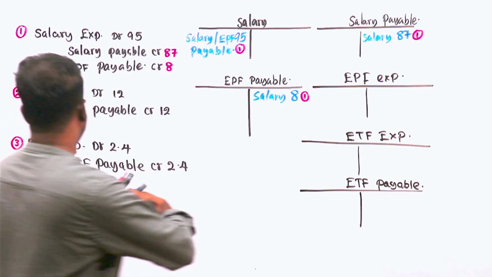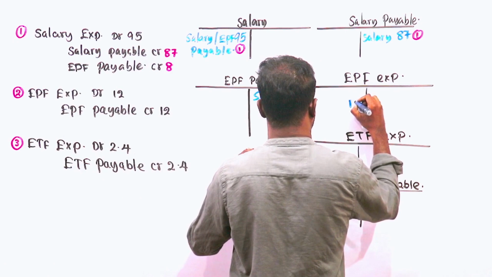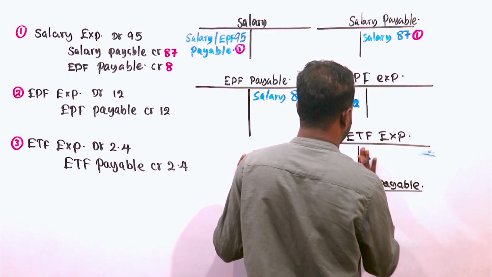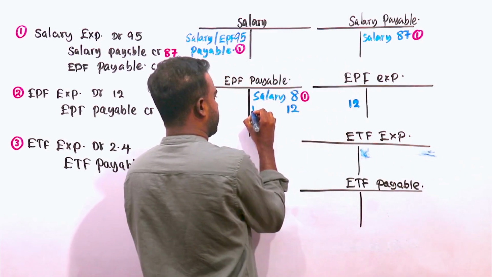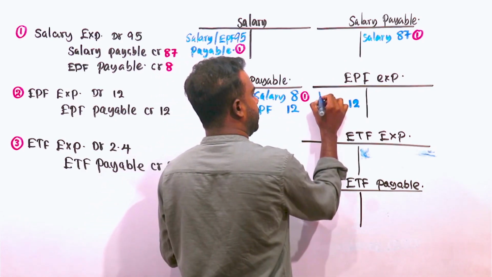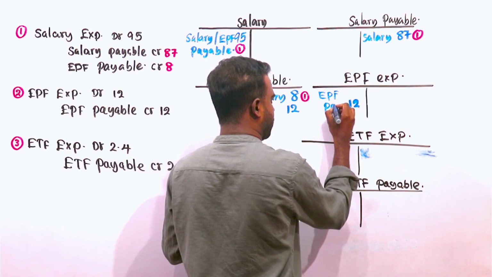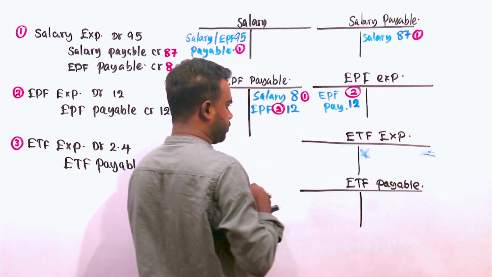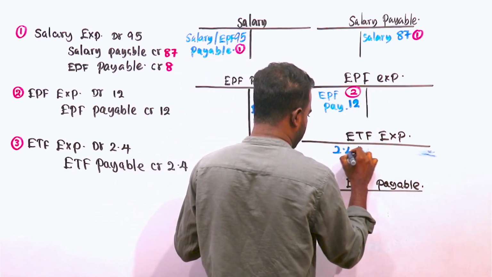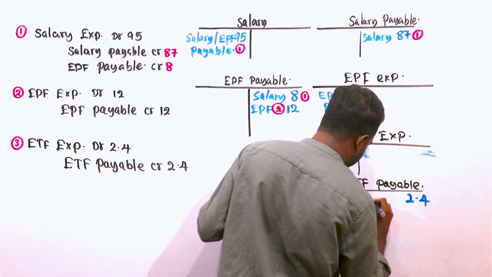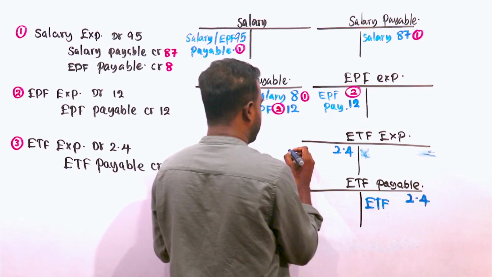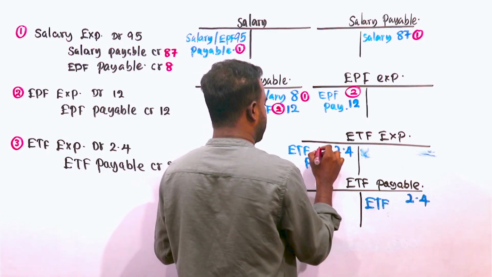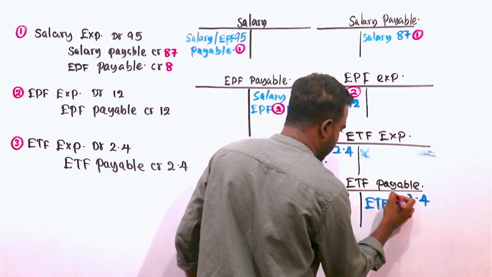EPF expense debit 12. EPF payable credit. Recording the same account, EPF payable, debit and credit. ETF expense debit 2.4, ETF payable credit 2.4.